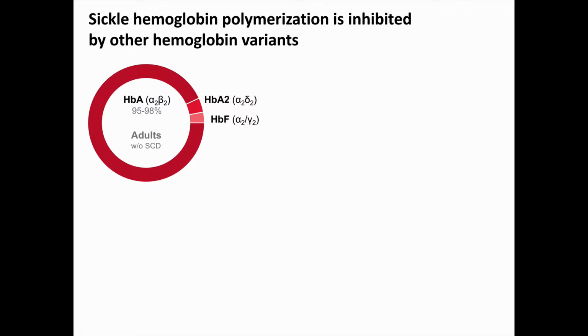This hemoglobin S polymerization that causes sickling is basically a process of protein crystallization, and crystallization can be impeded the less pure the solution is with respect to the substance that is being crystallized. In adults without sickle cell disease, 95 to 98% of the hemoglobin is hemoglobin A, made from 2 alpha chains and 2 beta chains. A few percent of the hemoglobin is hemoglobin A2, 2 alpha and 2 delta chains, and there's also some hemoglobin F, or fetal hemoglobin, composed of 2 alpha and 2 gamma chains.